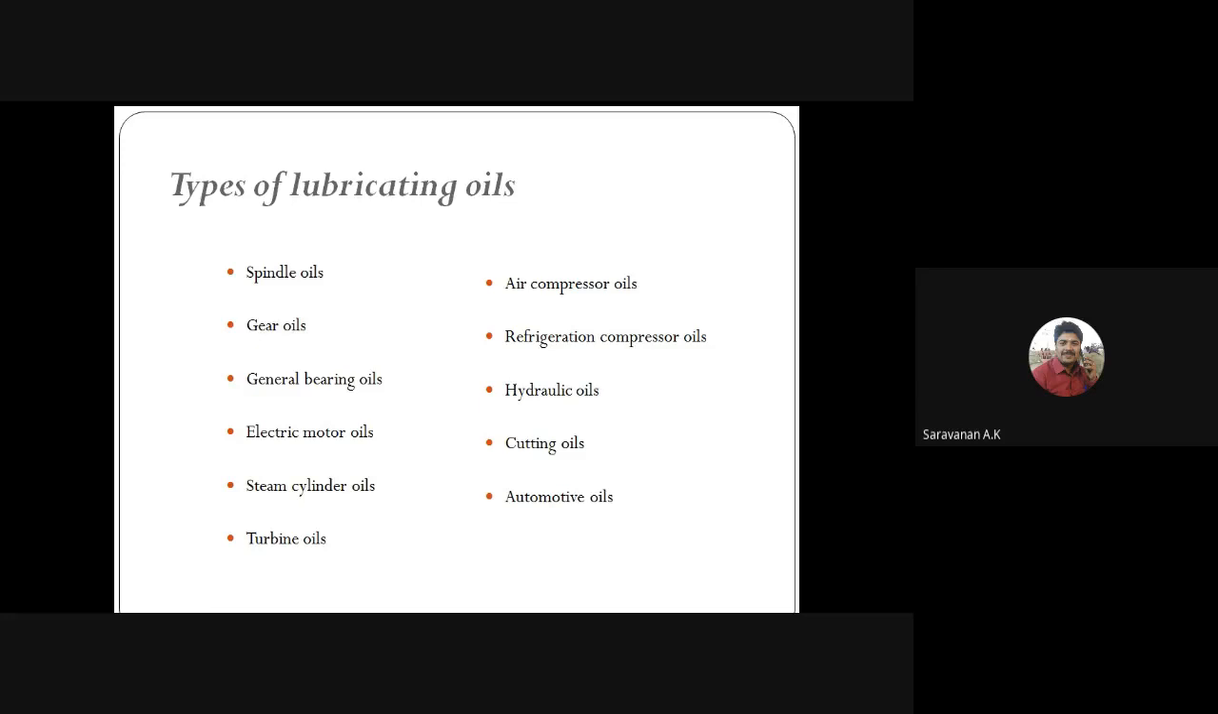Then the gear oils, right? So most of the time the gear oils will have the heavier grade. Because of the rubbing action of the gear teeth and the high pressure on the teeth, the gear oils are specified as high grade oils, that is, heavier grade oils.